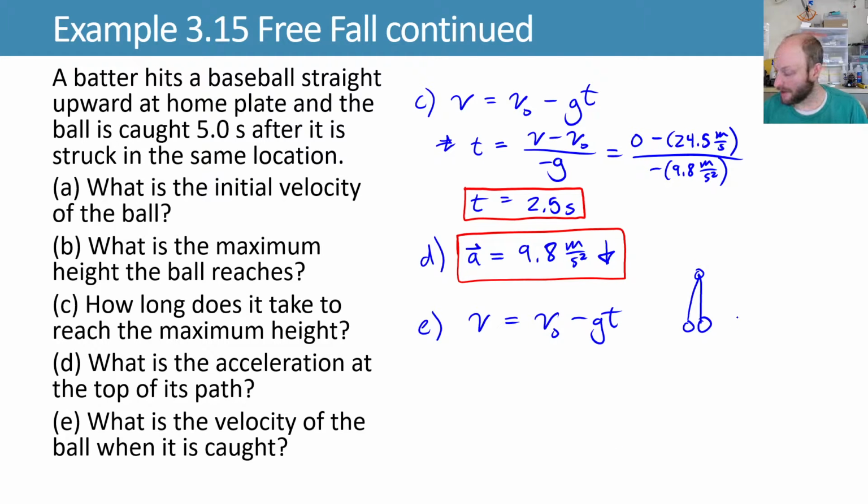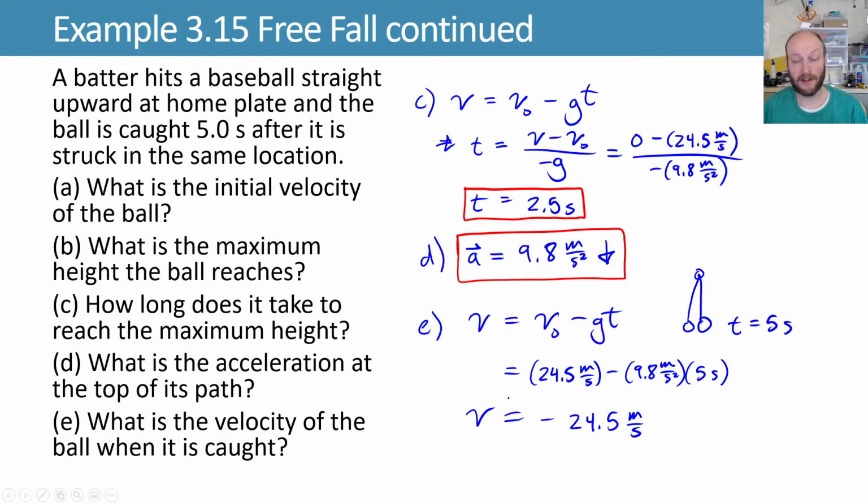So now my time is that full 5 seconds, and we can plug in my initial velocity, 24.5 meters per second, plug in my gravity, 9.8 meters per second squared, and plug in the time of 5 seconds. And you will indeed get negative 24.5 meters per second. So that's 24.5 meters per second downward as your final velocity when you're catching it.